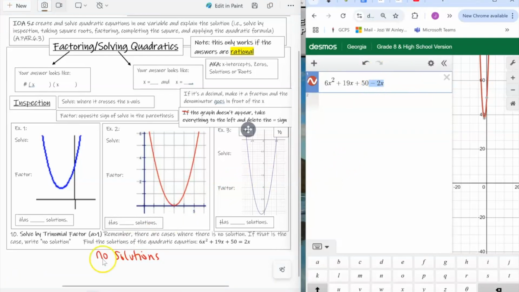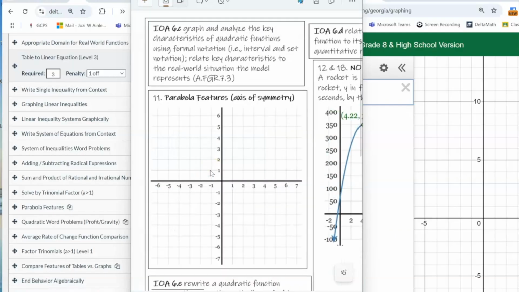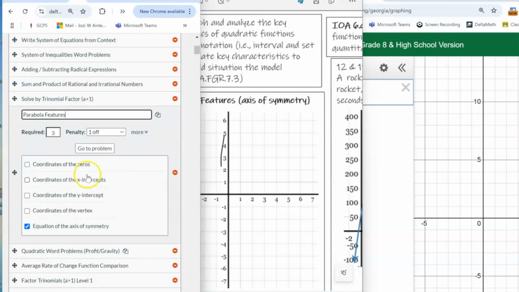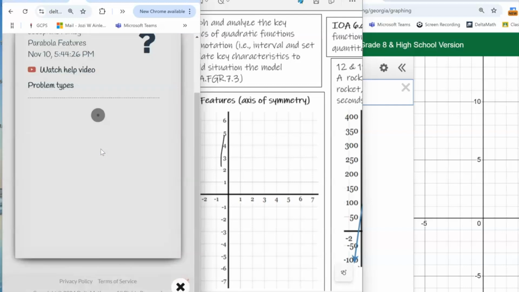Let's practice. All right, so we're going to take a look at IOA, AKS 6C. That's to graph and to analyze key characteristics of quadratic functions using formal notation, i.e. interval and set notation. Relate key characteristics to the real-world situation the model represents. We're going to focus specifically on axis of symmetry, or AOS. That's the one we're going to look at. So we're going to go to Parabola Features, and we're only going to look at axis of symmetry.